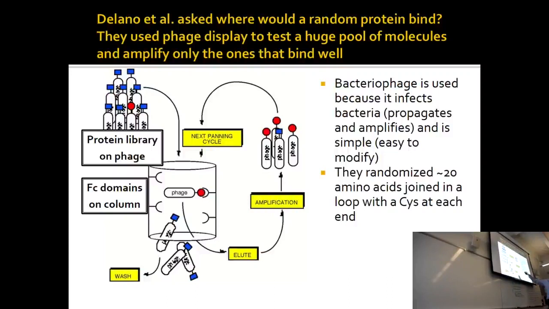Basically, this protein library is randomized. And you can randomize it, bind it, select the ones that elute, the ones that actually bind the column, and then randomize it again. And in this way, you can have several rounds of selection. It really is like evolution in a bottle. So bacteriophage will infect bacteria. They're incredibly cool. They're easy to modify, and you can randomize them. They didn't do it completely randomly, though. They joined the 20 amino acids in a loop with a cysteine at either end.